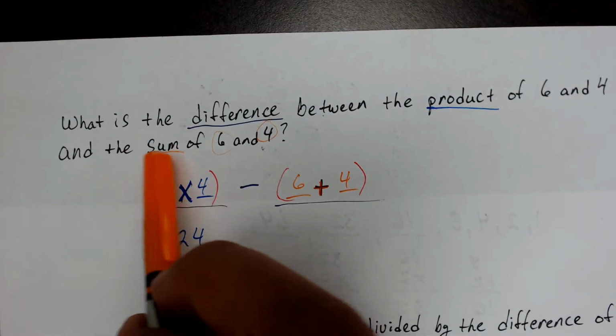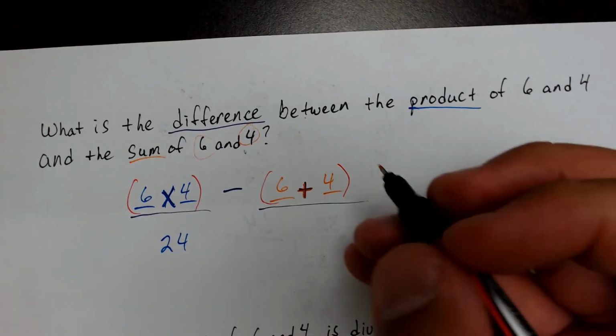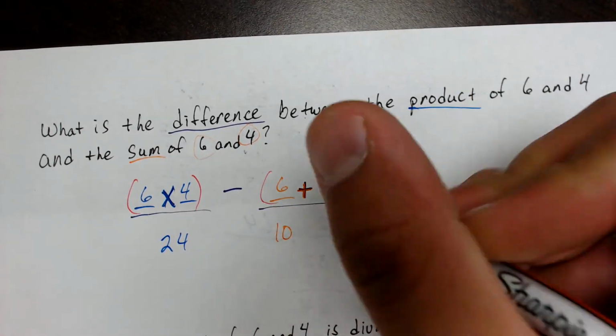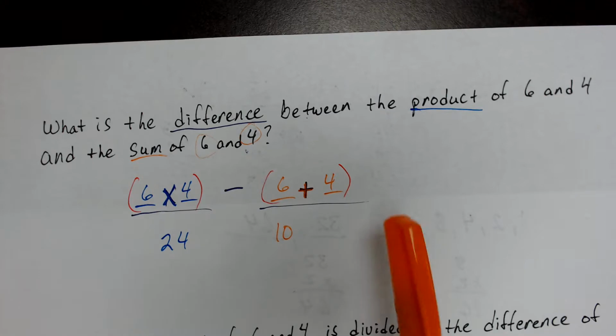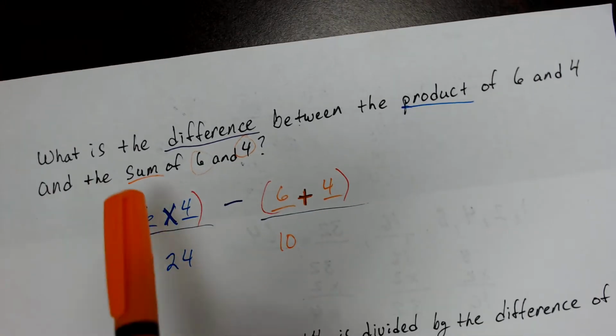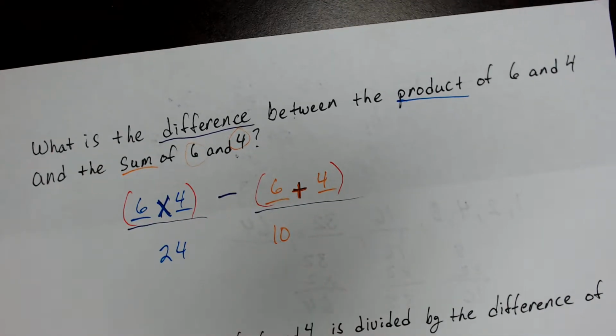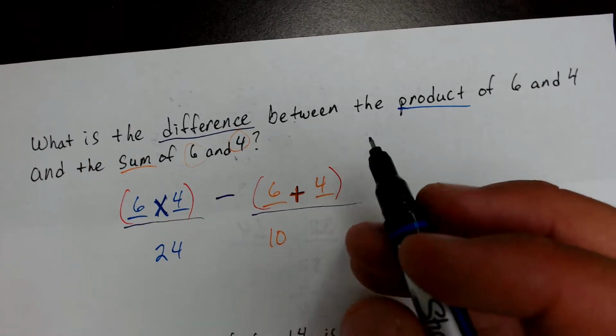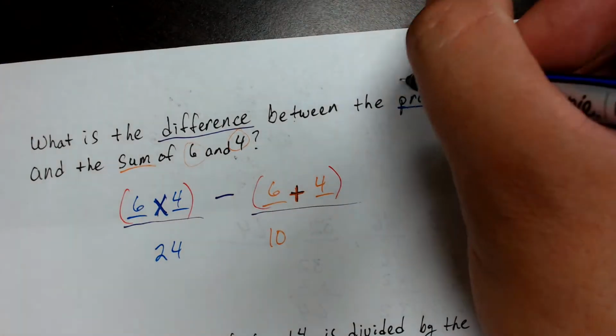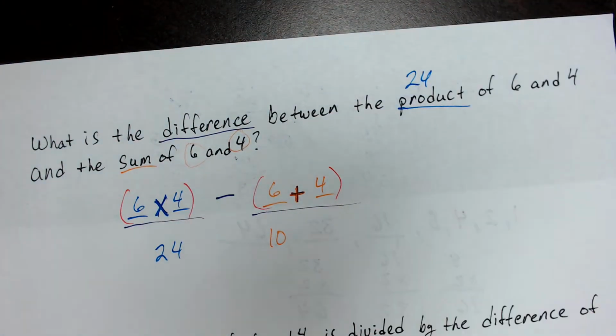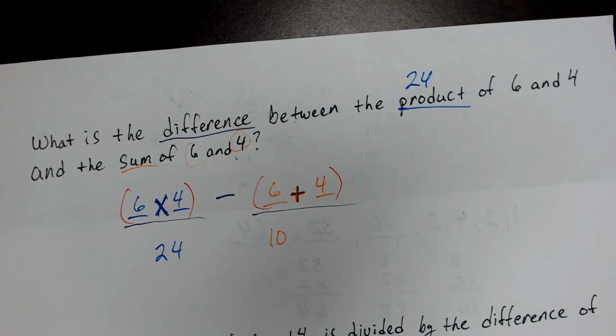After that, let's figure out what the sum of 6 and 4 is. So 6 plus 4 gives me 10. So I have now identified my product, which is 24. I know what my sum is. My sum is 10. So now if I were to insert these back in the sentence, I'm now finding the difference between 24, which is the product, and 10, which is the sum.